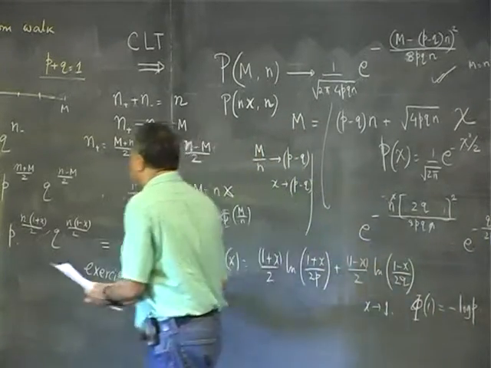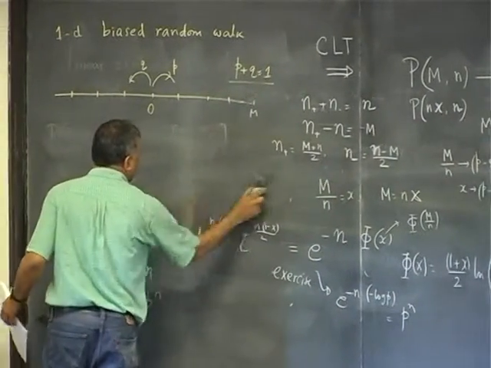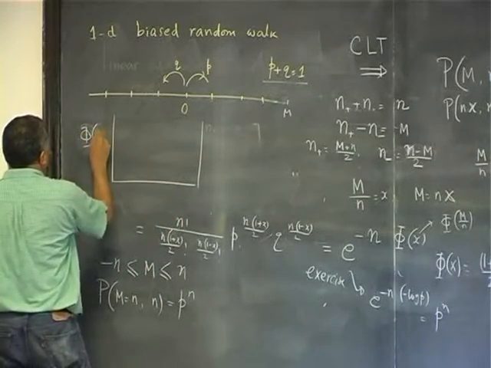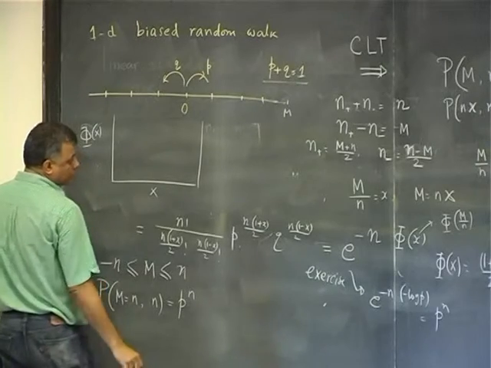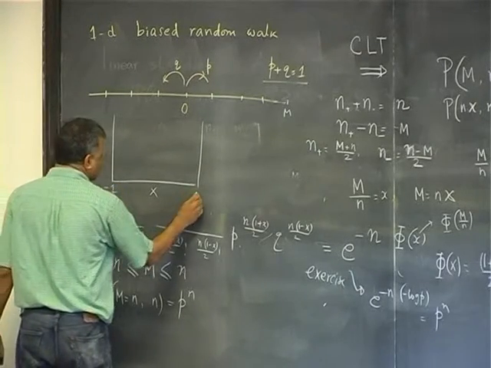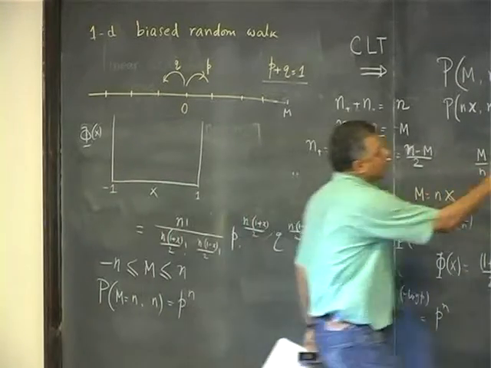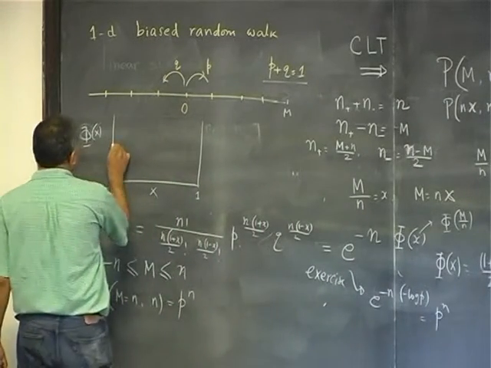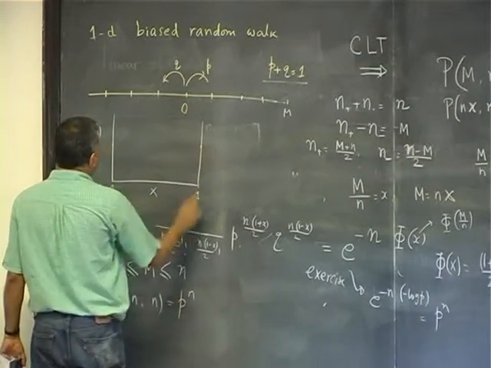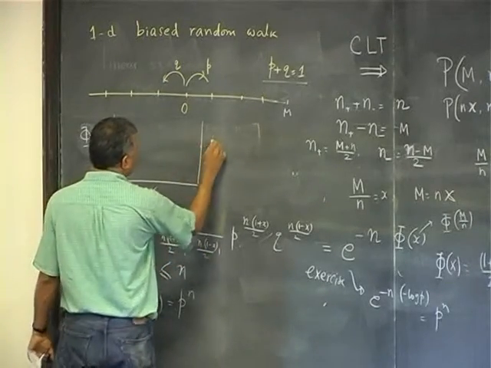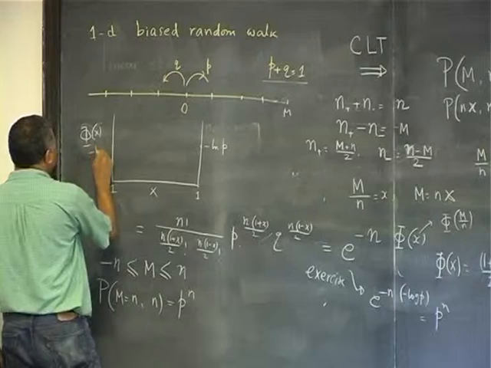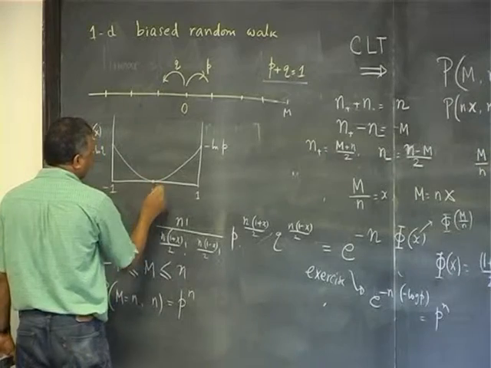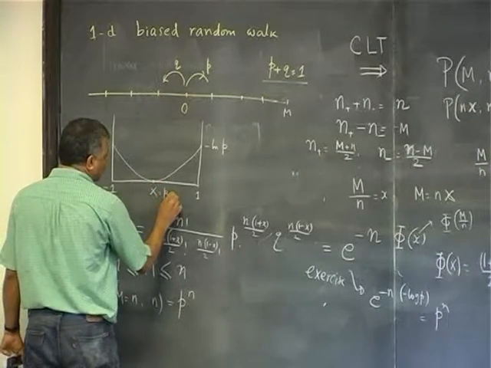So you can expand, which means x approaches p minus q. So you can plot this function, phi of x. So x is going from minus 1 to plus 1, right? So I'm just dividing this axis by n, so it's going from minus 1 to plus 1. And so at the two ends, when x goes to plus 1, phi of x goes to minus log p, and here it goes to minus log q. And in between, it has this kind of convex form with a minimum here, which happens exactly at x equal to p minus q. Okay?